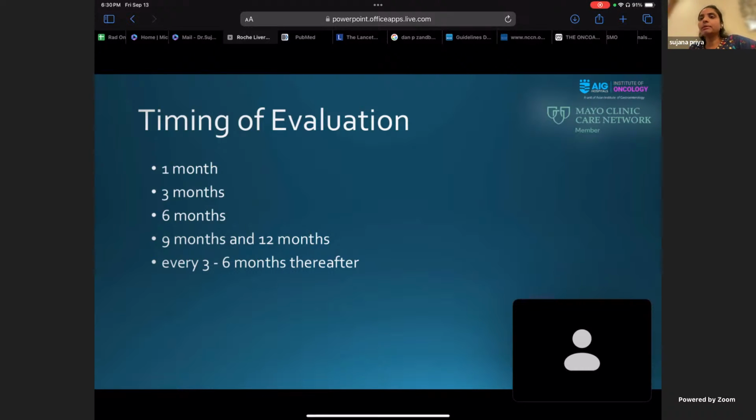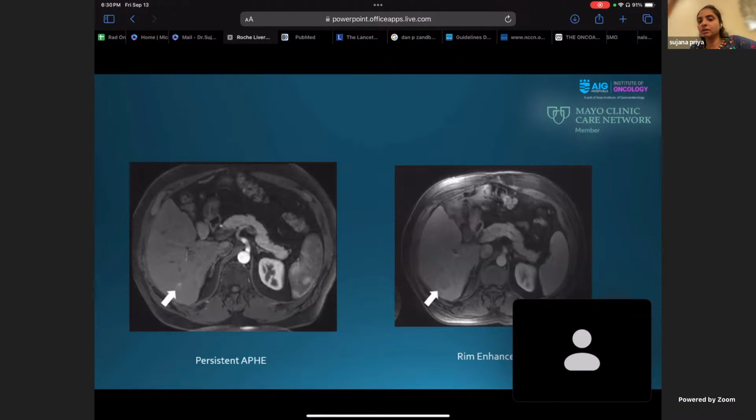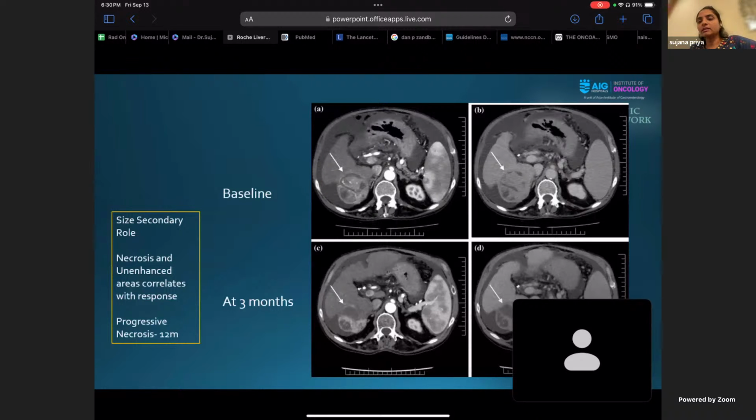3 to 6 months is also a reasonably okay time, but I don't think you will get adequate information at 3 to 6 months just on a CT or an MRI, because the cells will still be in the process of dying. So I don't think it's an ideal time to do imaging at 3 to 6 months. Again, the imaging criteria are the same hallmark criteria as for any HCC baseline imaging: persistent APHE. If you still have persistent APHE or rim enhancement post-SBRT, please don't believe that report. If you still have doubt about the response, please put in a needle and see whether it is viable or necrotic. Again, these are the different stages from baseline. You can see the enhancement slowly change over a period of time. At 3 months, the enhancement has clearly come down, and at 12 months, there is clear-cut evidence of necrosis.